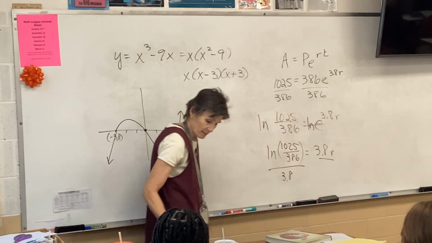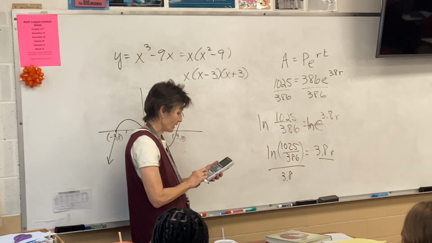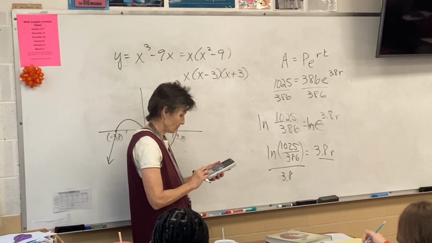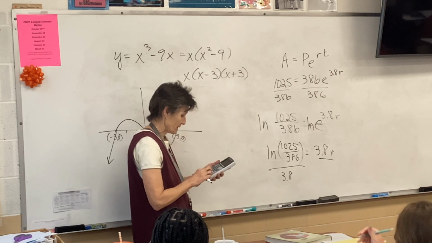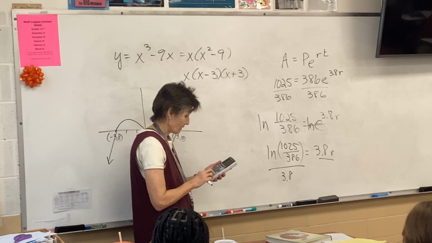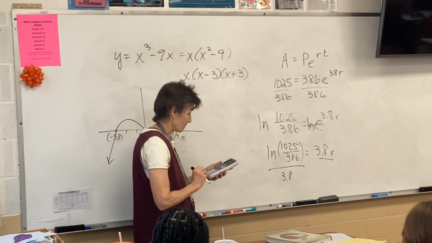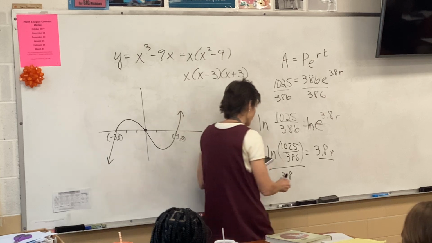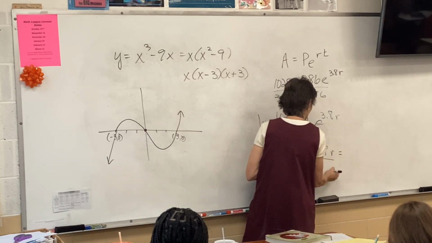So type that in on my calculator: ln(1025 divided by 386), close parentheses. I got 0.257. Yep, me too. Bingo.